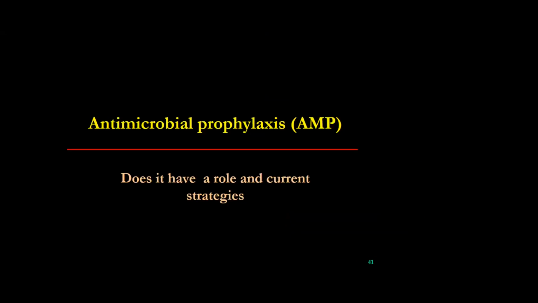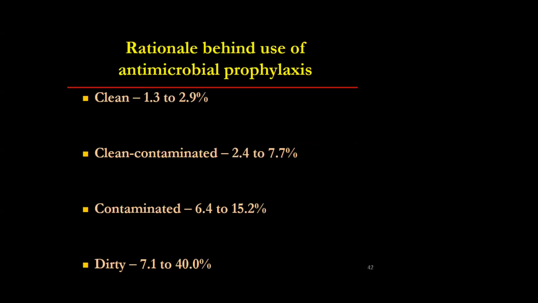So, the thing about antimicrobial prophylaxis. Now, why do we use antimicrobials in surgery? Because despite whatever you might do, you still have clean wounds infected at a rate of 3%, clean contaminated about 7%, contaminated about 15 to 20%, and dirty up to 40%. So despite whatever mechanical care you might take, is there anything else that can be done?